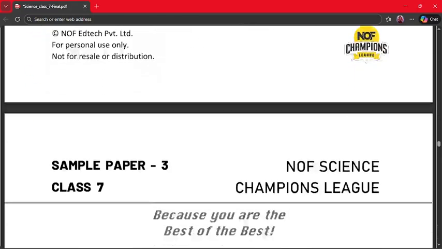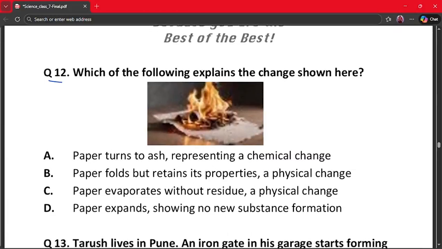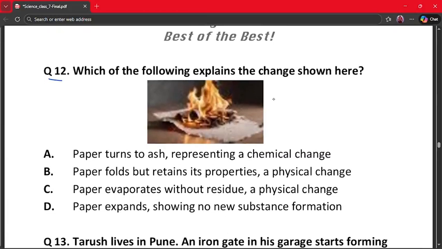Our next question is question number 12. Which of the following explain the change shown here? A. Paper turns into ash, representing a chemical change. B. Paper folds but retains its properties, a physical change. C. Paper evaporates without residue, a physical change. And D. Paper expands, showing no new substance formation.